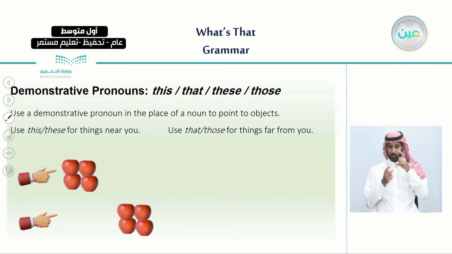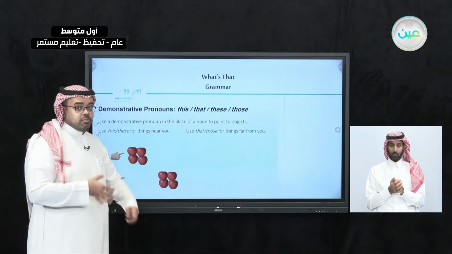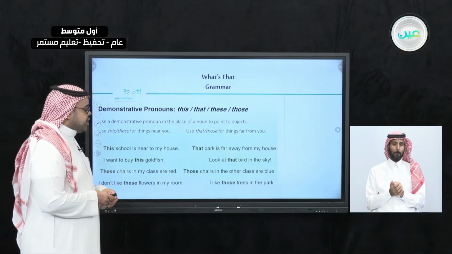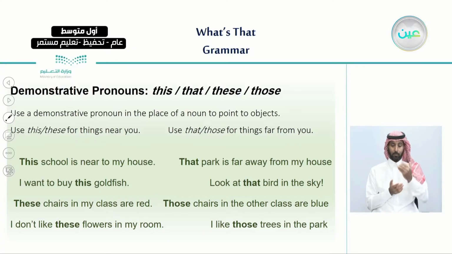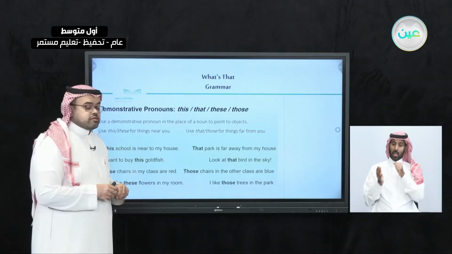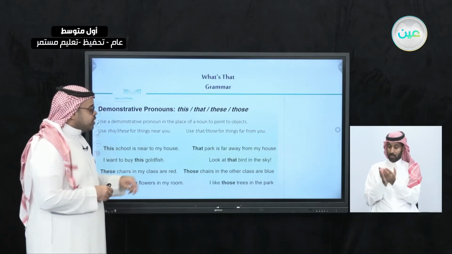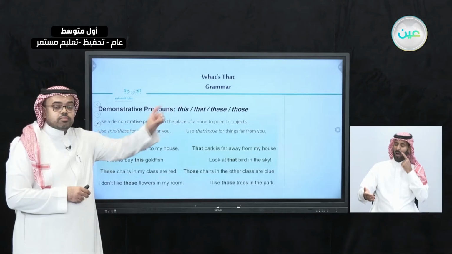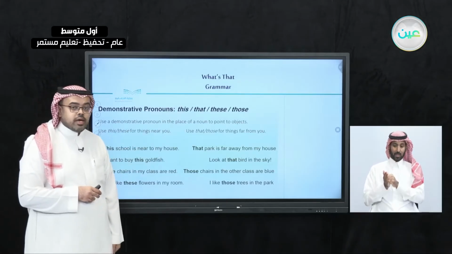Now, this is regarding apples. Let's read more examples about this and that. So, for example, this school is near to my house. He is pointing at the school. And he is also pointing at the park and says, that park is far away from my house.